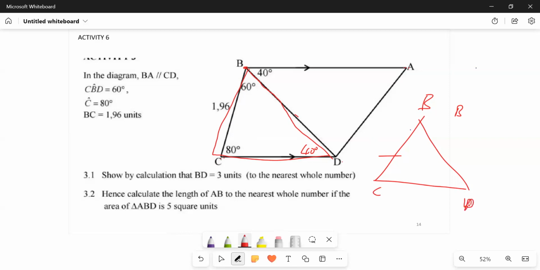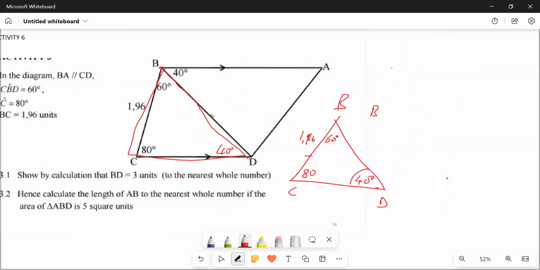Give me the things that you have here then, child. What are some of the things that you have on this triangle? C, you know what is C? This one is 80. From B to C, this is going to be 196 again. This one is 60 degrees. And then you also got D. What is D? It's 40, from the parallel lines. Okay, this is the first triangle that we see.